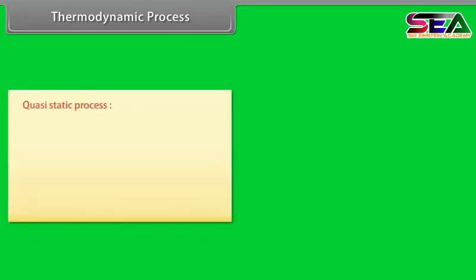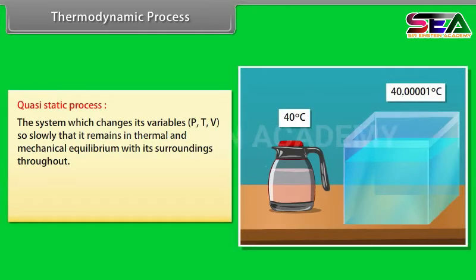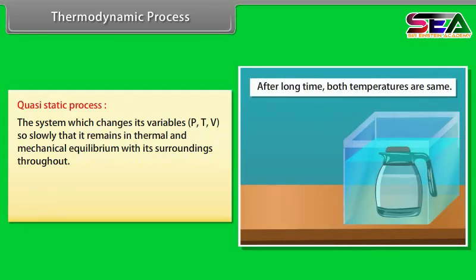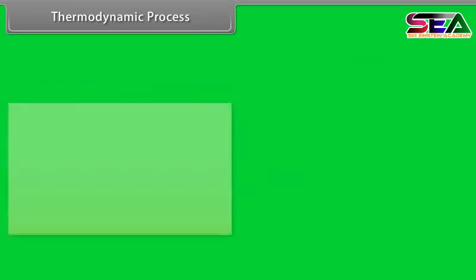Thermodynamic process. Quasi-static process. The system which changes its variables so slowly that it remains in thermal and mechanical equilibrium with its surrounding throughout. In a quasi-static process, at every stage, the difference in the pressure and temperature of the system and surrounding is very small.